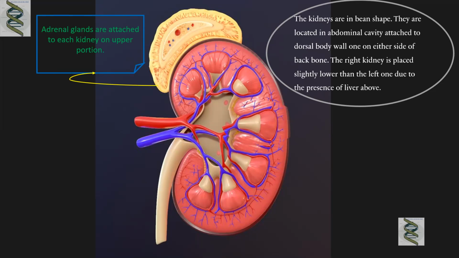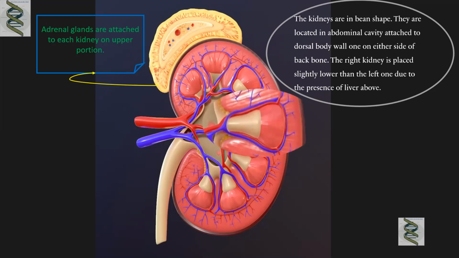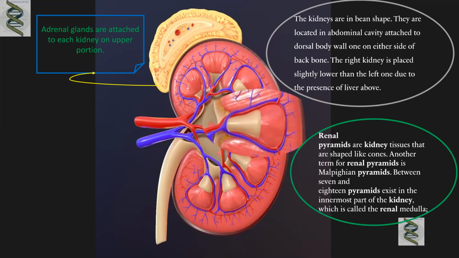If you observe the internal structure of a kidney, here we will find several pyramid-like structures which are called renal pyramids. Why are these called renal pyramids? Because the shape of these pyramids looks like a cone. Hence these are called renal pyramids. Another name for these renal pyramids is Malpighian pyramids.